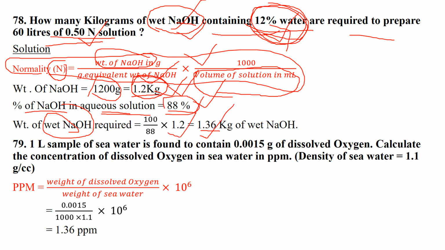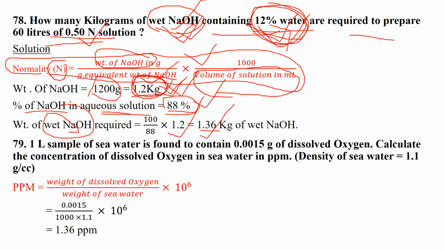The amount of wet NaOH should be higher than the 1.2 kg value because this 1.2 is in anhydrous form, or in powder form, and the wet NaOH is in aqueous form, which also contains 12% water.